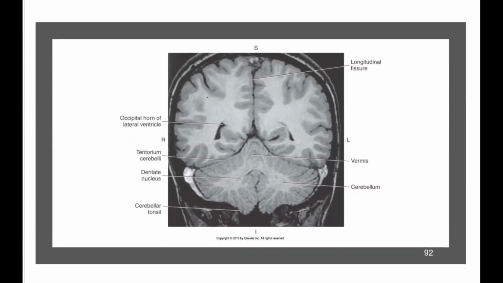And easy. Here's coronal further back. Taking a look here, we have our longitudinal fissure, our vermis, that worm-looking thing. Here's our cerebellum. Here's our tonsils right here, cerebellar tonsils. Dentate nucleus, tentorium cerebelli, remember that meshing in between. Here is the occipital horn of the lateral ventricle on the right.